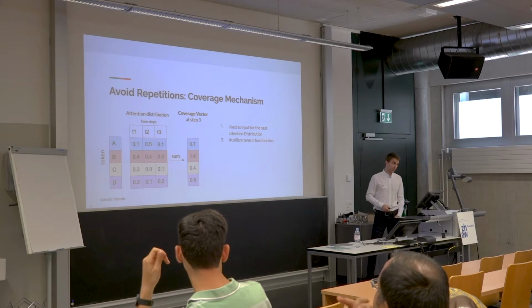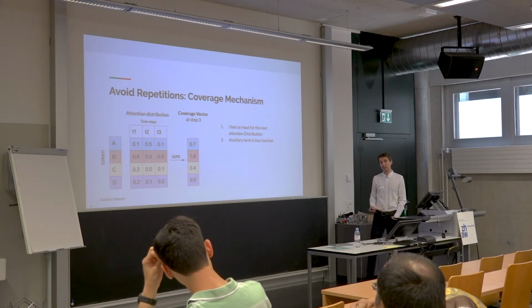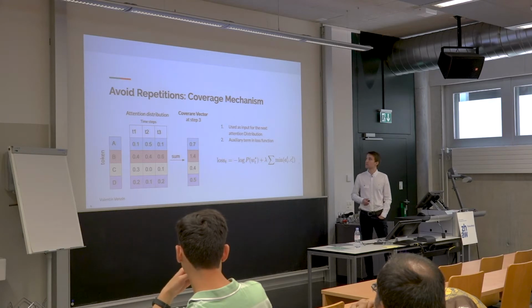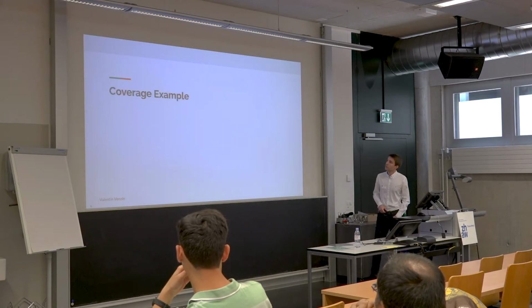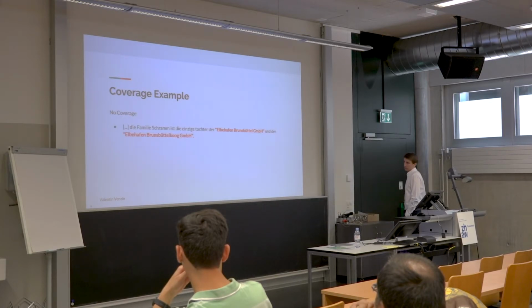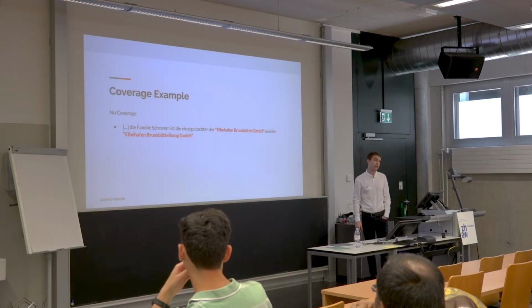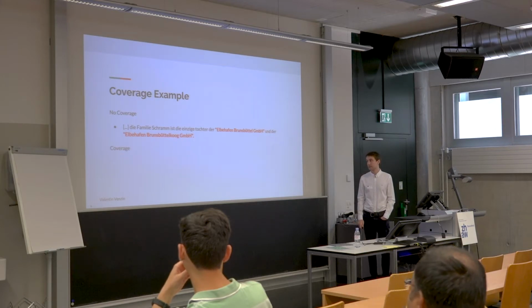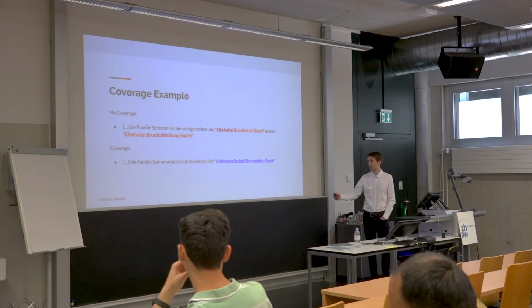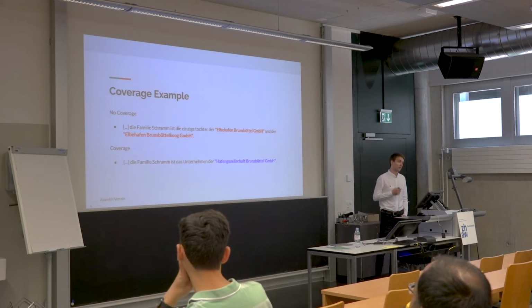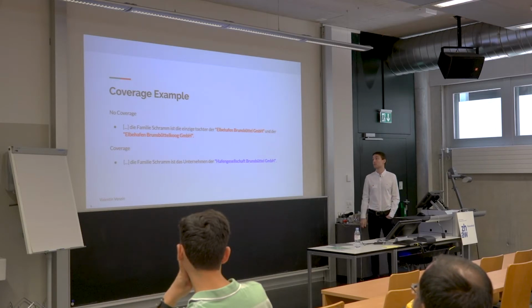And second, the authors of the paper found that it's also a good idea to include this coverage vector as an additional term in the loss function. But let's maybe not discuss this too much in detail. So let's just look at an example. So in this example here, no coverage. We had the LB-Hafen Brunsbüttel GmbH twice. And now in this case, the coverage actually seemed to work. And we only have the Hafengesellschaft Brunsbüttel GmbH, which refers to the same thing, only once. So in this case, it worked.